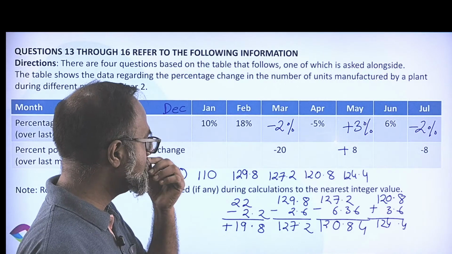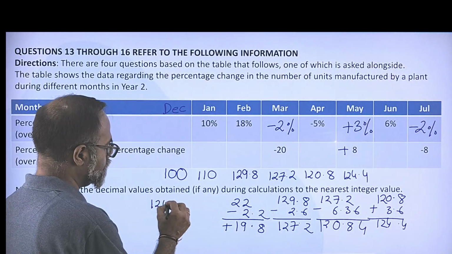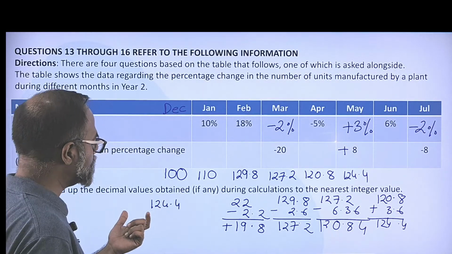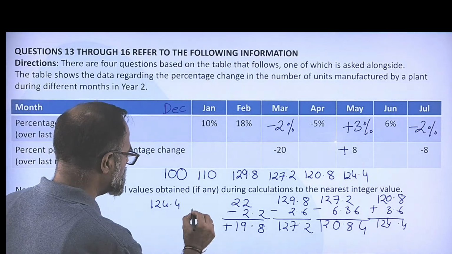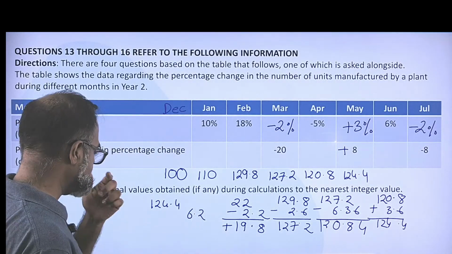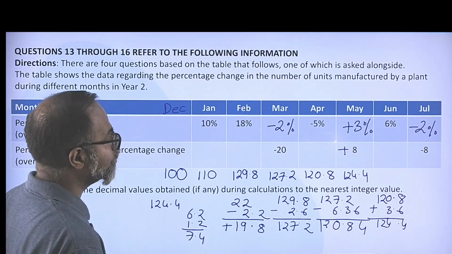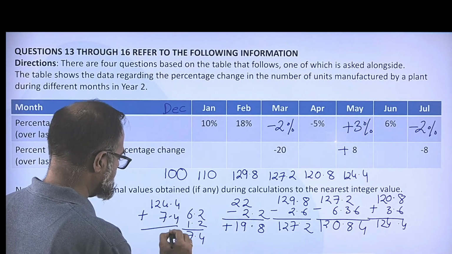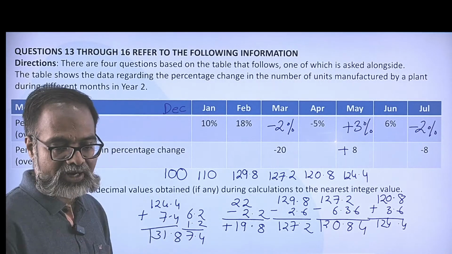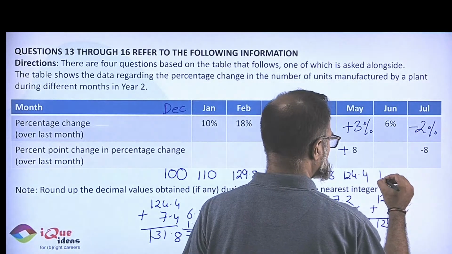So 124.4 plus 6%. So 124.4, 10% is 12.4. So 5% is 6.2 and 1% is 1.2. So overall 7.4 and that's an increase. So plus 7.4. So 0.8, 131.8. So I'll keep it as 132. Let's see, 131.8 or 132.